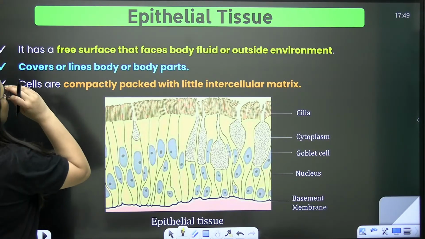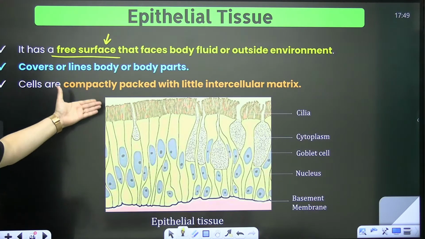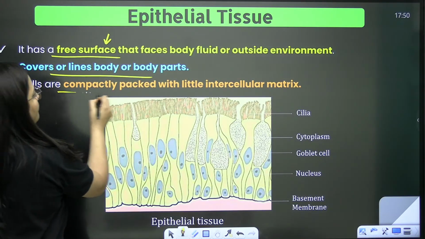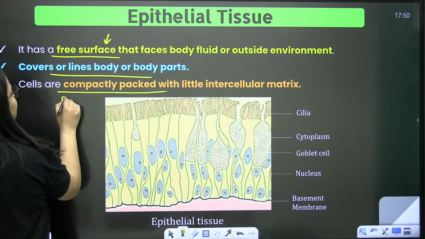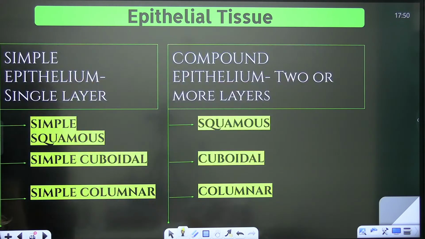The free surface here faces the body fluid or the outside environment, so it covers or lines the body or body parts. So cells are compactly packed with little or no intercellular matrix. So it is an important MCQ. Fine, it is very important.